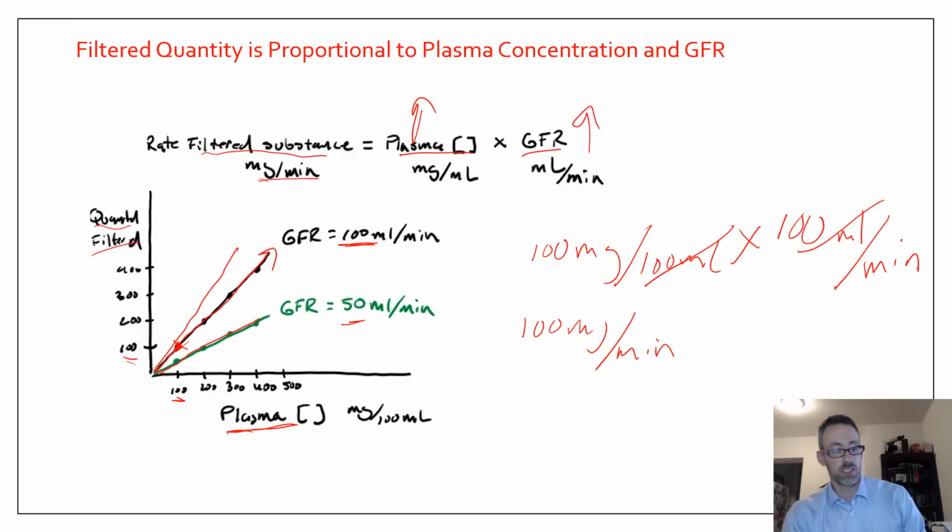So in summary, for a given GFR, let's say 100, the higher the plasma concentration, the more I'm going to filter, the higher the quantity I'm going to filter every minute of that particular substance.